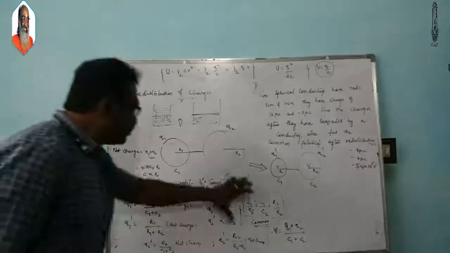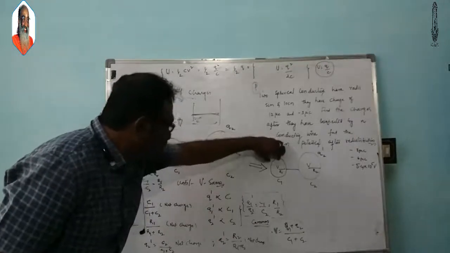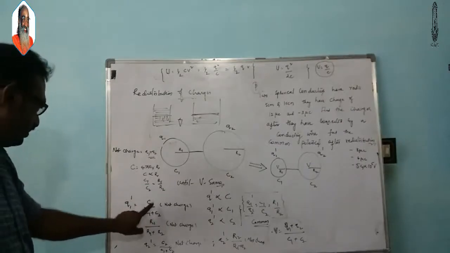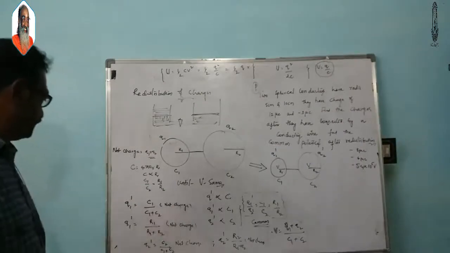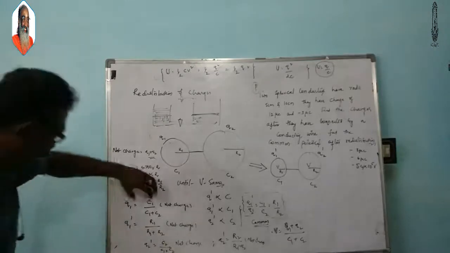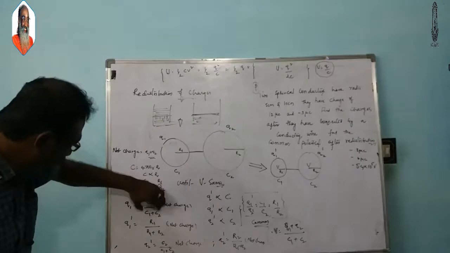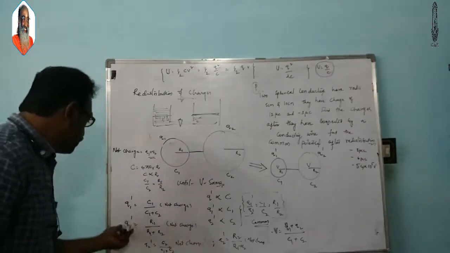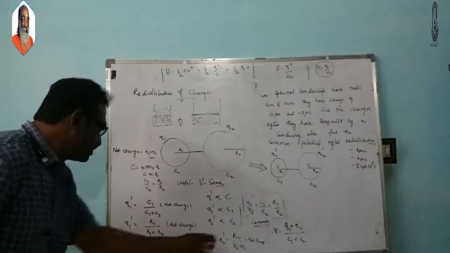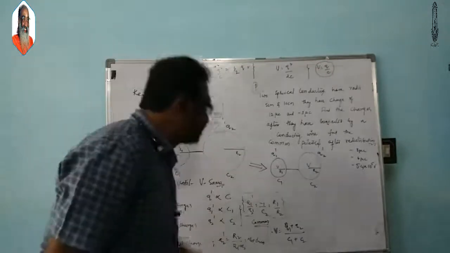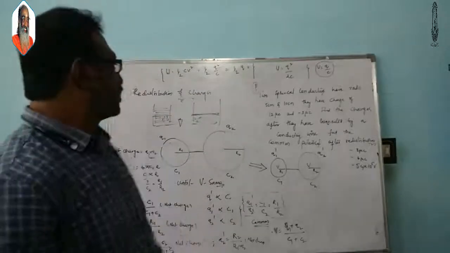To find the new charge on these bodies, Q1 dash is C1 by C1 plus C2 into net charge, and Q2 dash is C2 by C1 plus C2 into net charge. This is the expression in the form of capacitance. If you want to write it in the form of radius, Q1 dash is equal to R1 by R1 plus R2 into net charge, and Q2 dash is equal to R2 by R1 plus R2 into net charge. After understanding this concept, you can do the problem very easily.